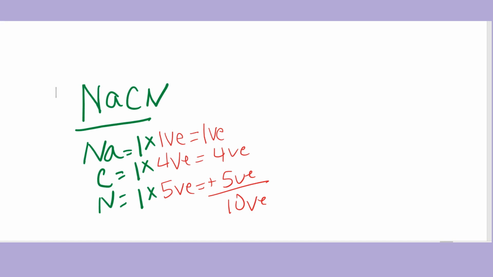Now I'm going to go over here and start with my first drawing. I've got sodium coming in with 1 valence electron. I'm going to add my carbon. Carbon has 4, but here we go. 1, 2, 3, and 4.